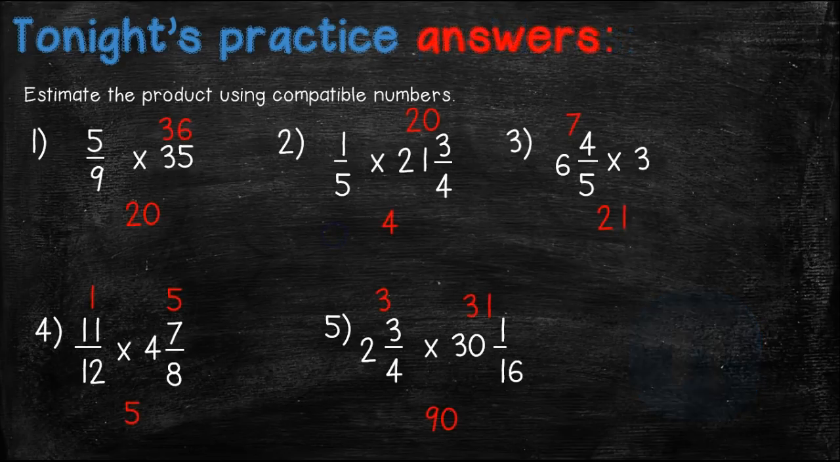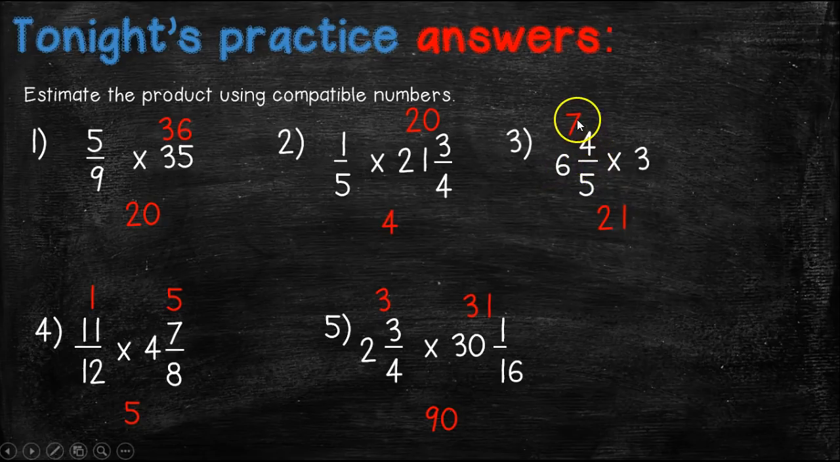Okay, so here are your answers for tonight. Number 1, we changed the 35 to 36 because it's a multiple of 9, so our answer was 20. Here we changed 21 3/4 to 20 because it is a compatible number for 5. It's a multiple of 5, so your answer here is 4.